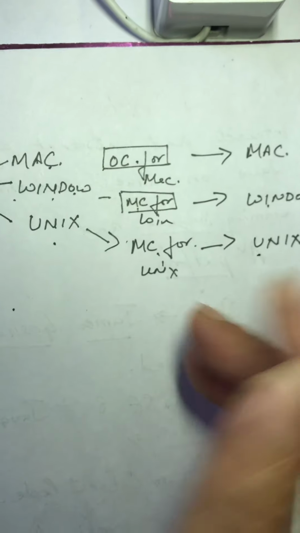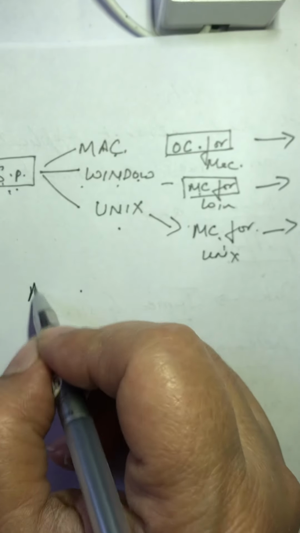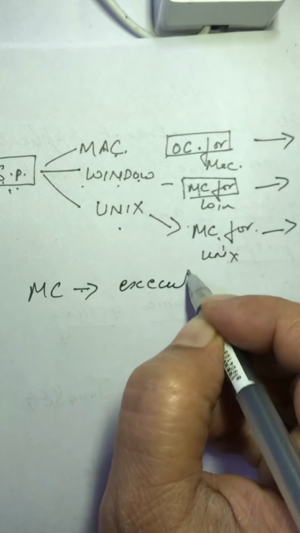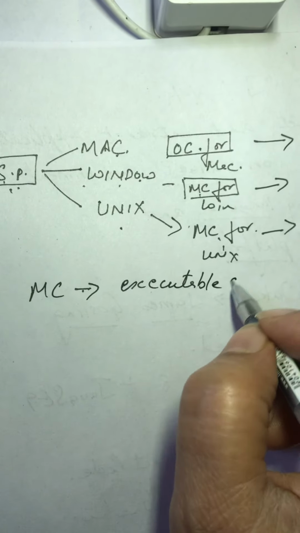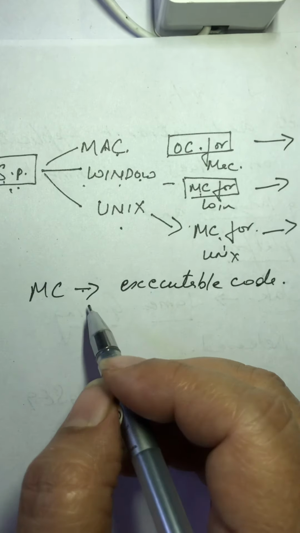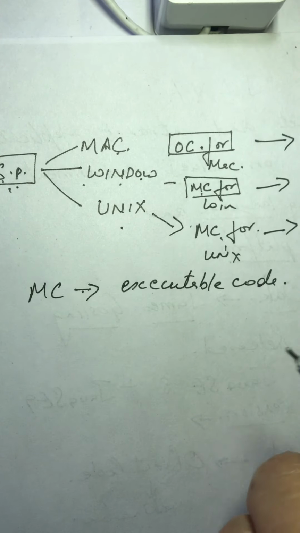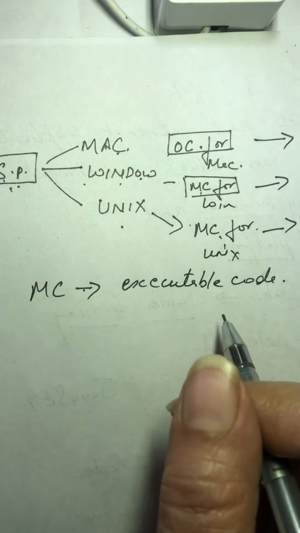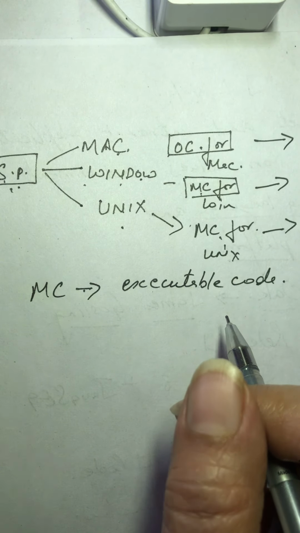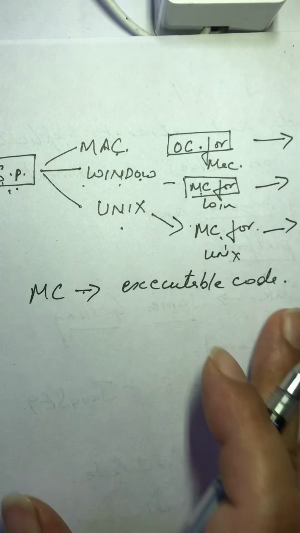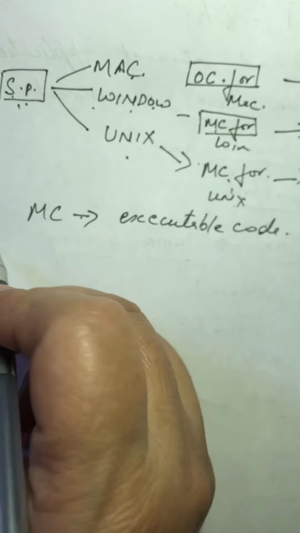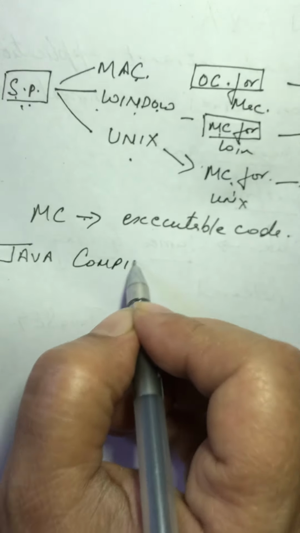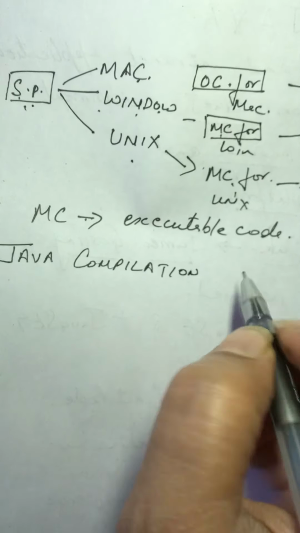This machine code is also known as executable code, which is meant for the corresponding computer on which it has been created. So this was the ordinary compilation process. And then we come across the Java compilation process. Now what is the Java compilation process?